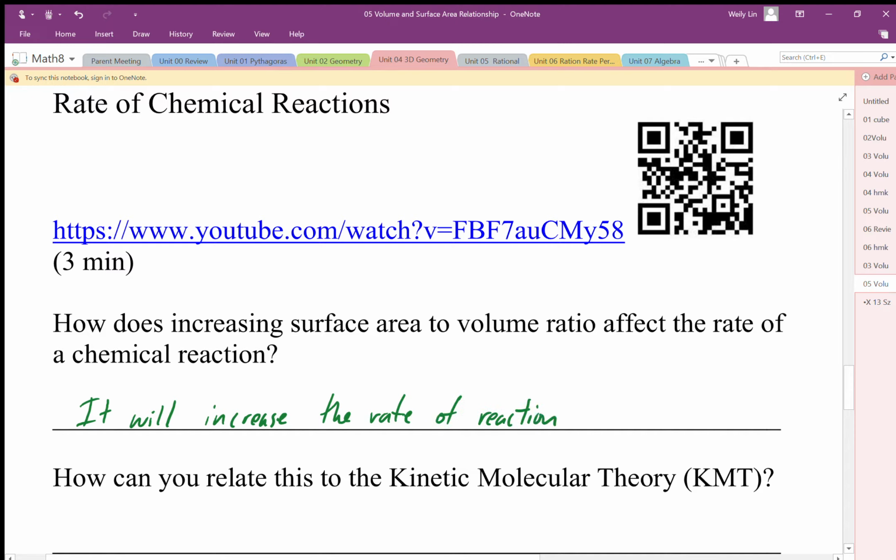So that milk powder kind of blew up when you dispersed it, so they had lots of surface area for the oxygen to react with that milk powder. So increase the rate of reaction.